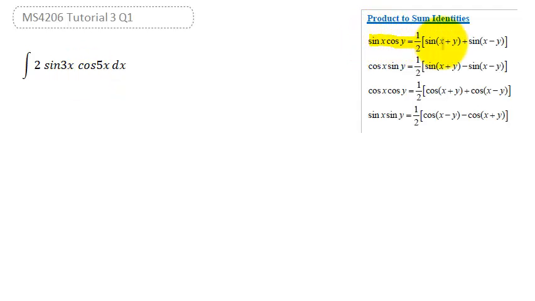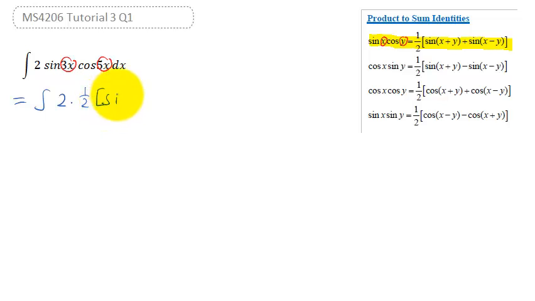So I shall use this first formula. According to the formula, I have half, and I have x and y. As you can see, x and y. So when I apply this formula, I will first have sine of the addition of the angles plus sine of the subtraction of the angles.